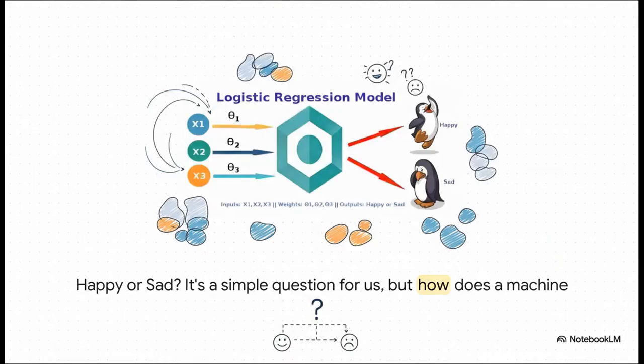Look at this penguin. For us, it's easy, right? Happy or sad. But for a machine, it just sees data, a bunch of inputs. And based on that data, it has to make a call. It has to put it in a box, happy or sad. This simple act of sorting things into one of two groups, that is the absolute heart of what we're talking about today. It's a huge deal in machine learning.